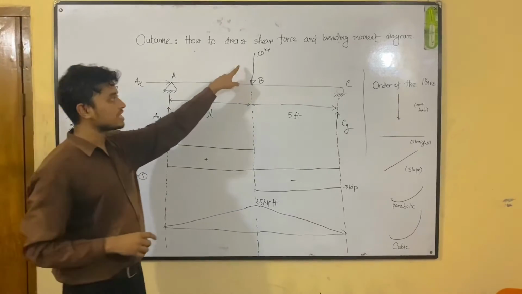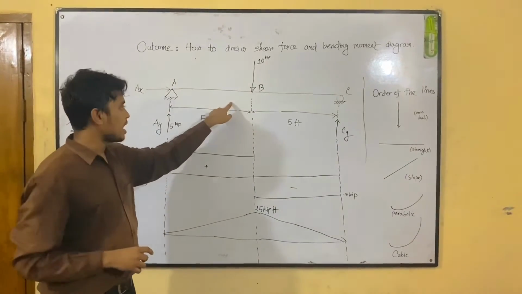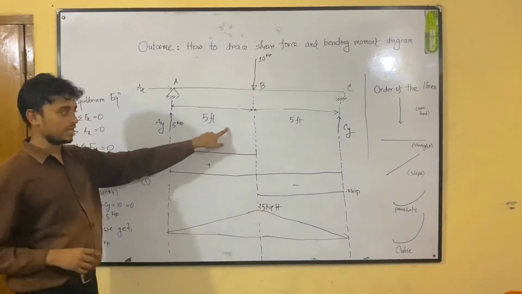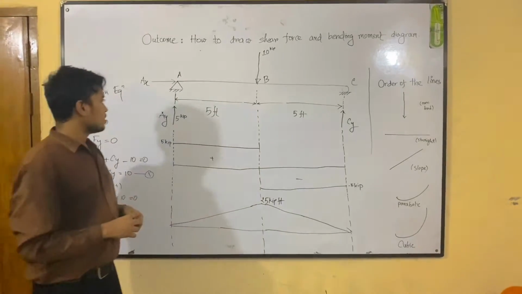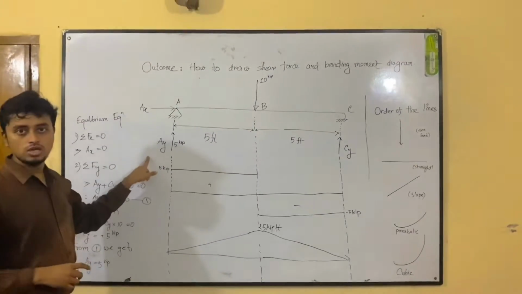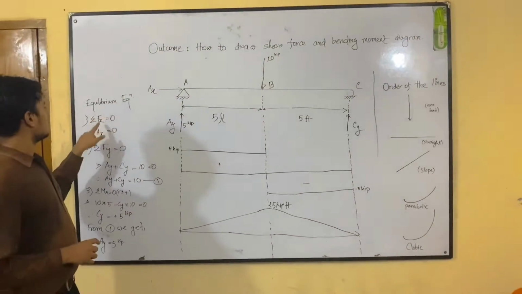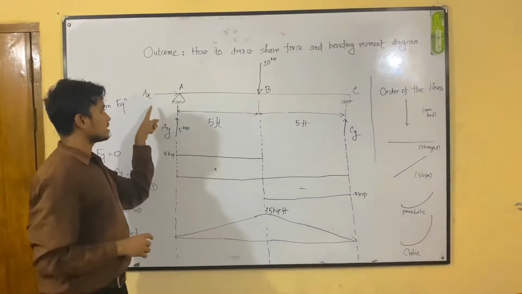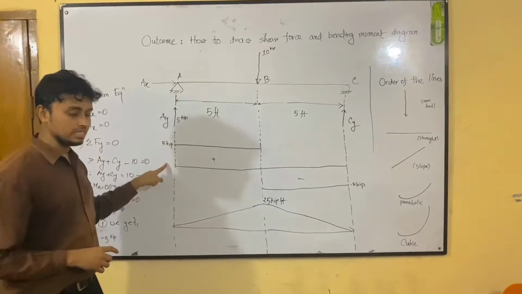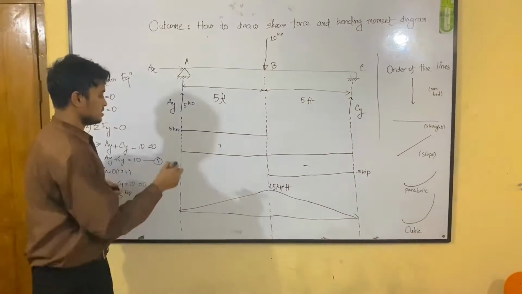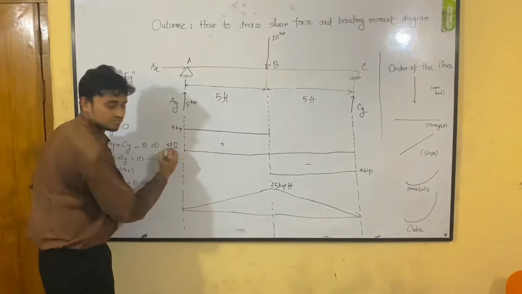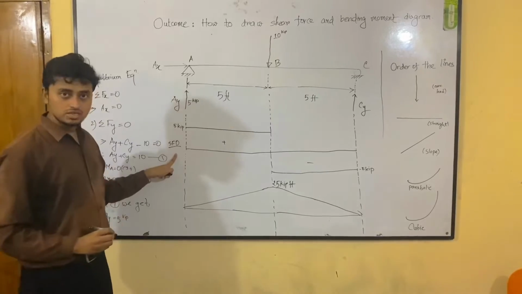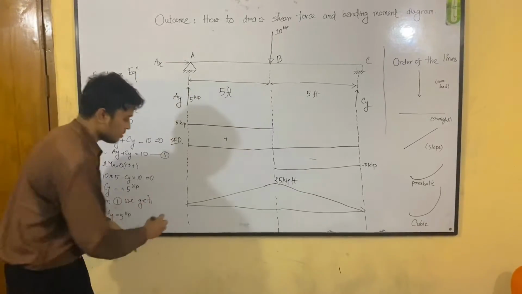So we can see that a 10 kg force is acting on the middle of the beam, the middle of the span, and the span length is 10 feet. First of all, we have to determine the reaction forces, because after getting the reaction forces we can easily determine the shear force diagram, SFD. We call it shear force diagram, and after knowing the shear force diagram we can easily get the bending moment diagram.